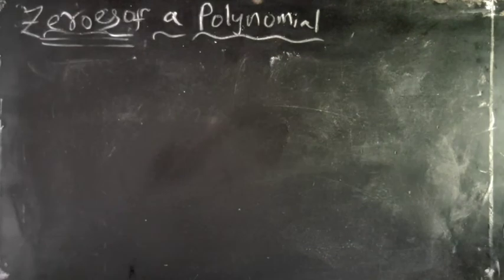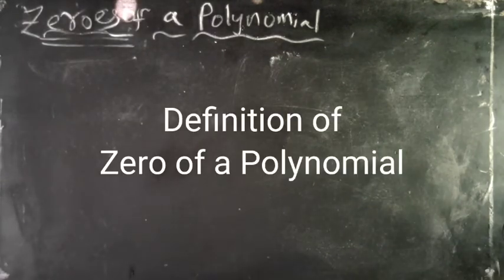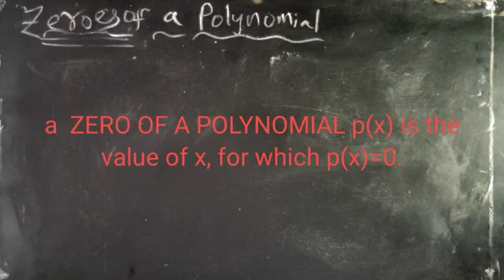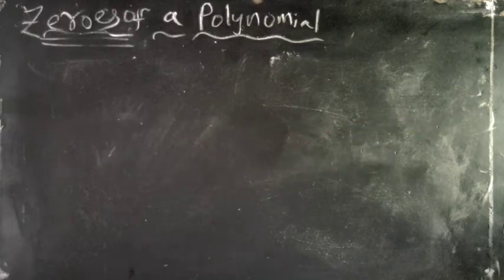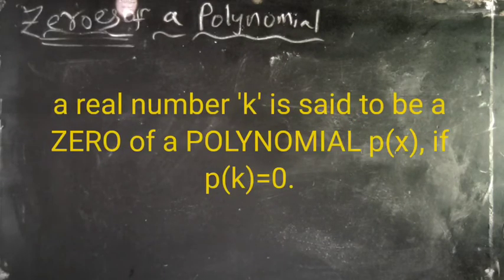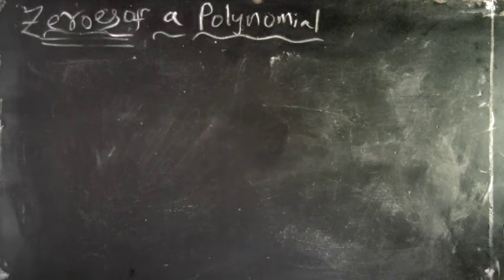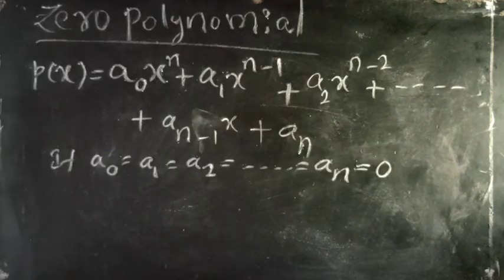Okay. Now can you tell the definition of zeros of a polynomial or zero of a polynomial? We can say that a zero of a polynomial p of x is the value of x for which p of x is equal to 0. Or more generally we can say that a real number k is said to be a zero of a polynomial p of x if p of k is equal to 0. Is it clear?